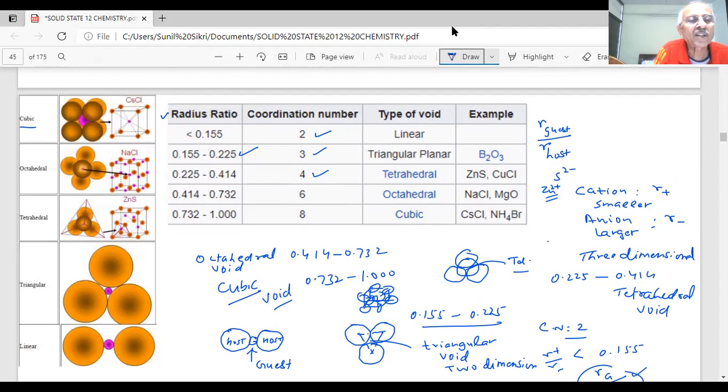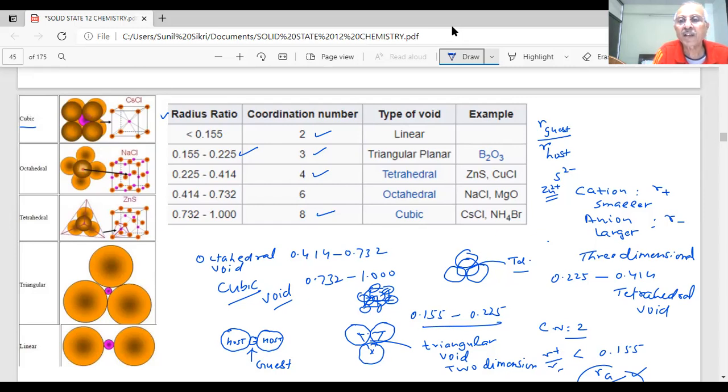For cubic, this is the largest void, and particles with radius ratio 0.73 to 1 can live. Coordination number here is 8. You can see that this ion is surrounded by nearest neighbors 1, 2, 3, 4, 5, 6, 7, 8. Coordination number 8 here. Examples are cesium chloride and ammonium bromide. They are examples of cubic.